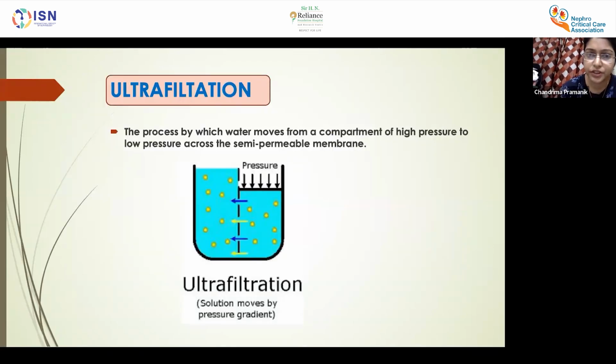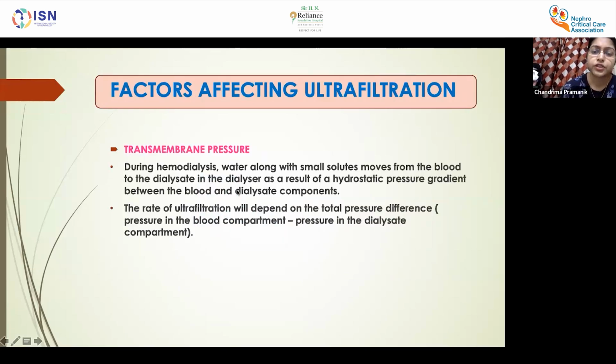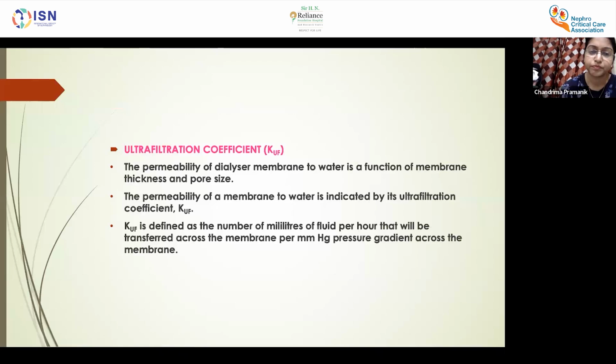Next is ultrafiltration. Ultrafiltration is a process by which water moves from a compartment of high pressure to low pressure across the semi-permeable membrane. Ultrafiltration is also governed by two factors. One is the transmembrane pressure. Because of this transmembrane pressure, water along with small solutes moves from the blood to the dialysate in the dialyzer. And the rate of ultrafiltration usually depends on the total pressure difference in between the blood compartment and the dialysate compartment.